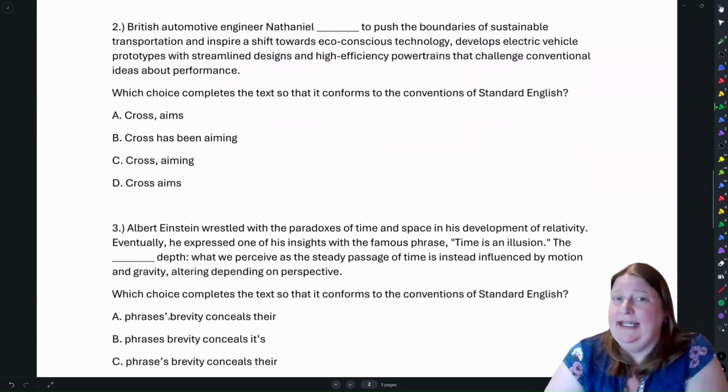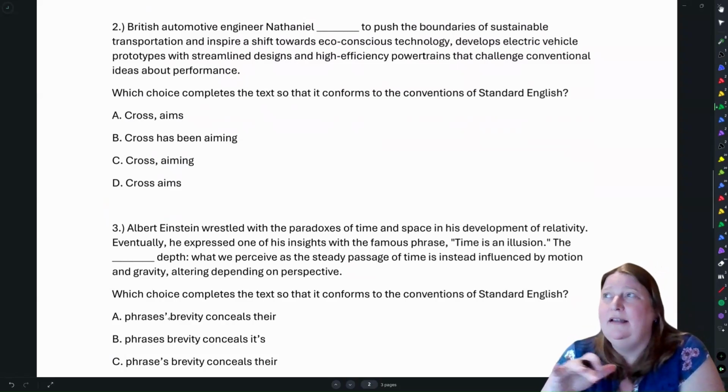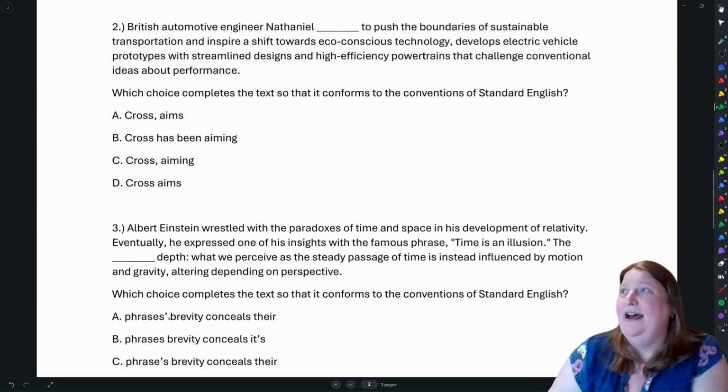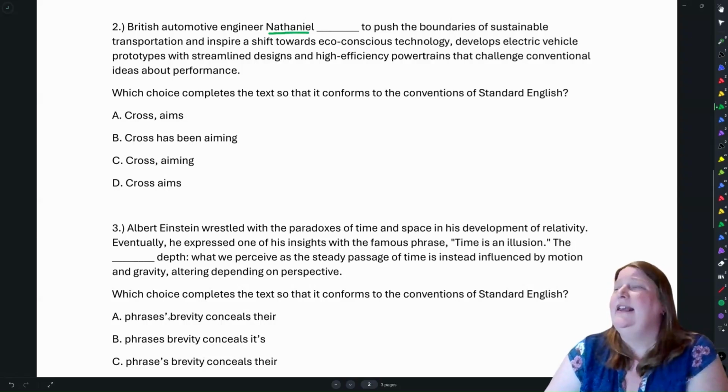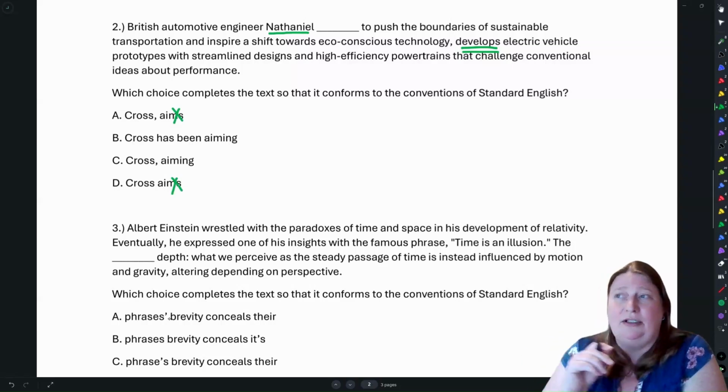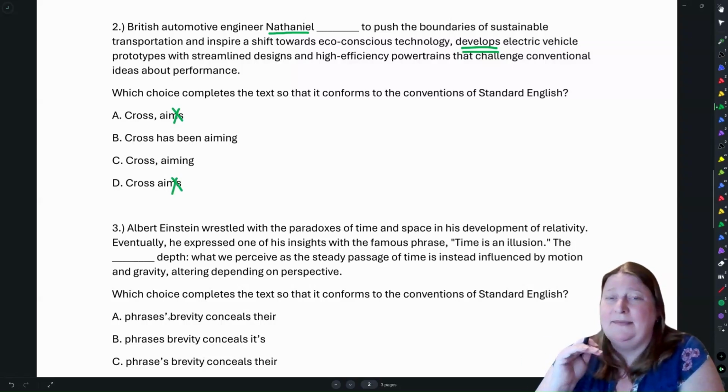Number 2, read this carefully. This is one long sentence. Do not stop too soon or you will fall for a trap. The subject is Nathaniel Cross. The verb is all the way down here, develops. So be careful, the verb is not aims, and we do not want to select one of the options where aims is a verb. Instead, we want a verbal.